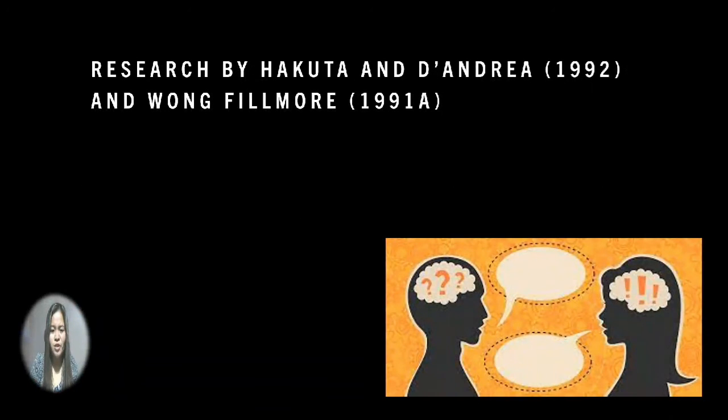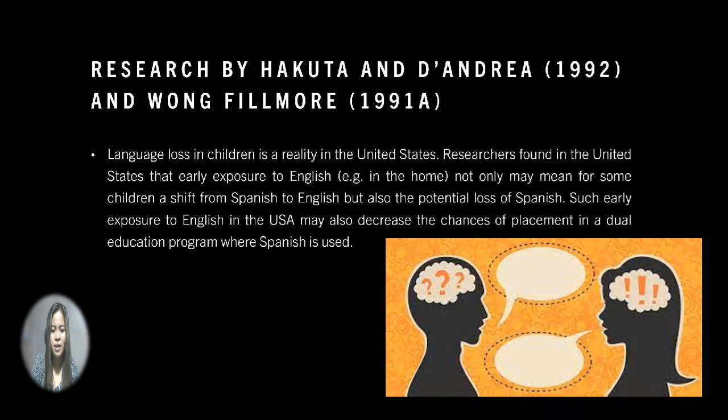Research by Hakuta and D'Andrea (1992) and Wong Fillmore says that language loss in children is a reality in the United States. Researchers found that early exposure to English, for example in the home, may not only mean for some children a shift from Spanish to English, but also the potential loss of Spanish. Such early exposure to English in the USA may also decrease the chances of placement in a dual education program where Spanish is used.